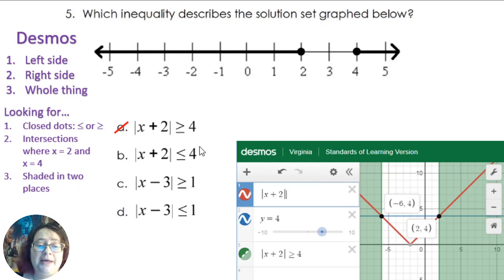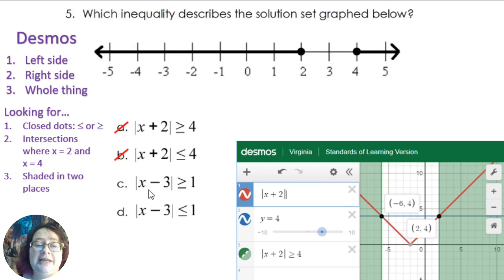Now, if I look at B, the only thing that changes is the direction of my symbol. So the intersections of these first two, the absolute value of x plus 2 and 4, are going to be at these same 2 numbers. So I'm going to skip over that one.